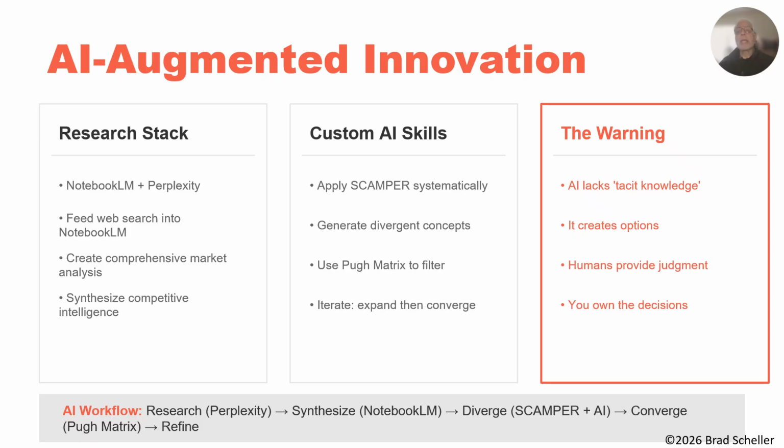The AI expands your thinking. Your structured process narrows it. Third, the warning, and this is critical, AI lacks tacit knowledge. It doesn't understand your company culture, your manufacturing constraints, your regulatory environments, or the unspoken rules of your market. AI creates options. You must provide the judgment, and that happens during your creation of your rubric or Pugh matrix. Never outsource the final decision. You own it. Use AI to see more possibilities than you find alone. Use AI to validate and define the selection, but the final judgment is the human judgment.